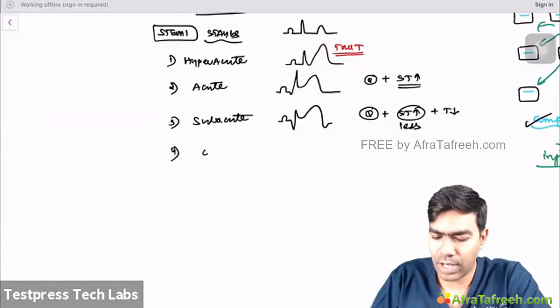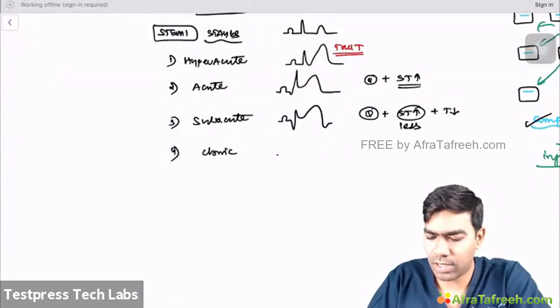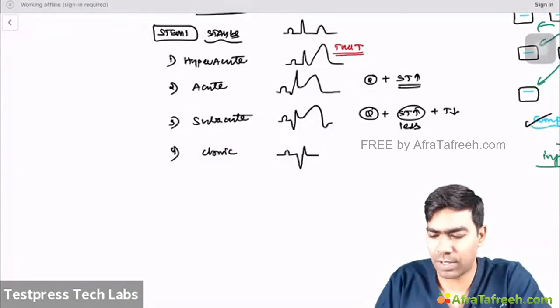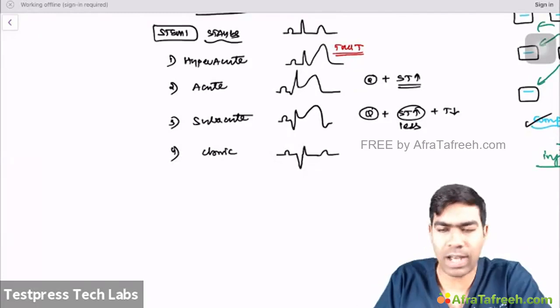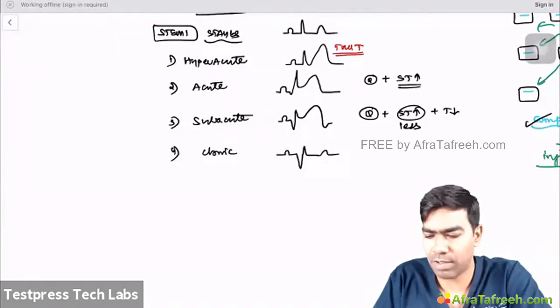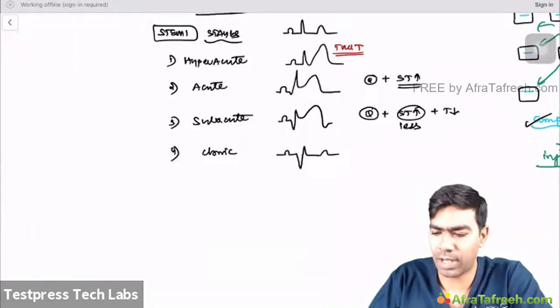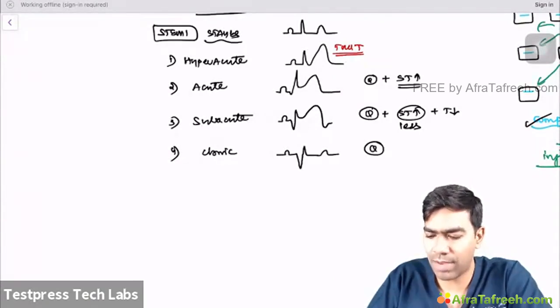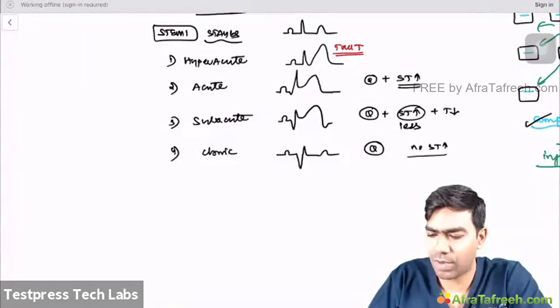Number 4, you get a chronic stage. In the chronic stage, you will be having only the Q waves, small R wave, no ST elevation. T waves are variable. You might have a T wave inversion or upright T wave may be there depending on that. Usually, you will get an upright T wave only. So in this, you will have a Q wave, and that is the most prominent thing, and no ST elevation here. ST elevation would have completely resolved.